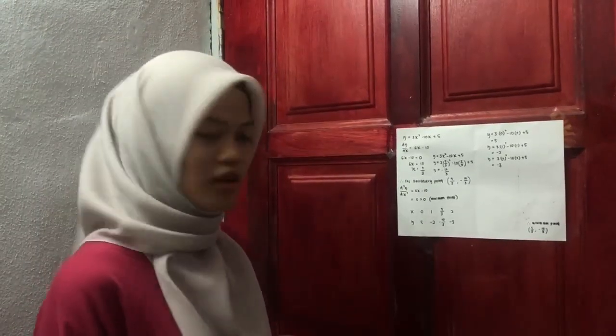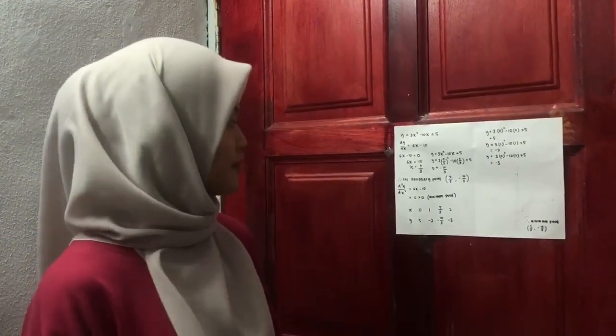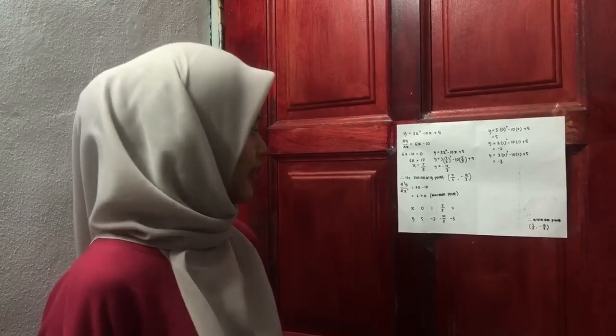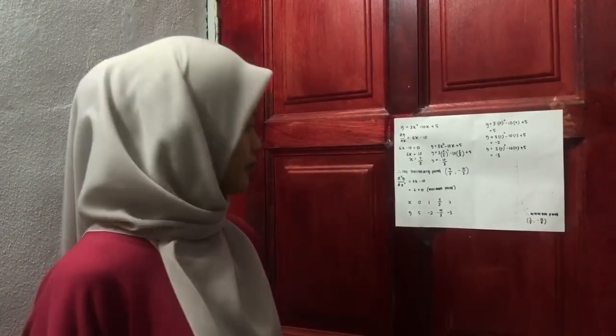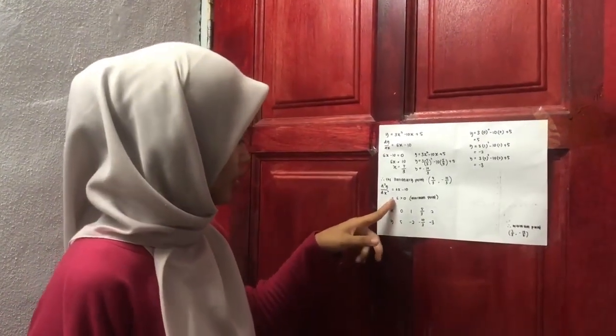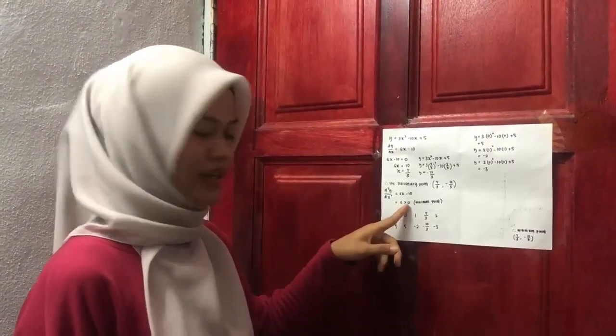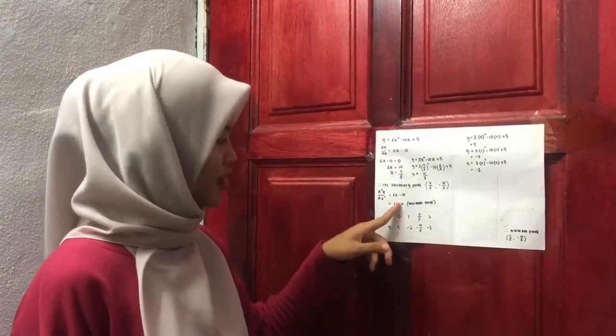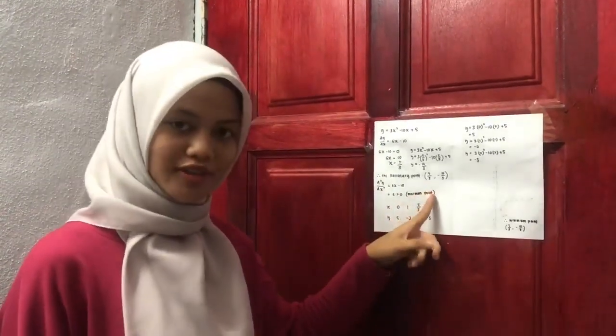So the stationary point is at 5 over 3 and negative 10 over 3. The second derivative is 6, which is more than 0. So we clarify here that it is a minimum point.